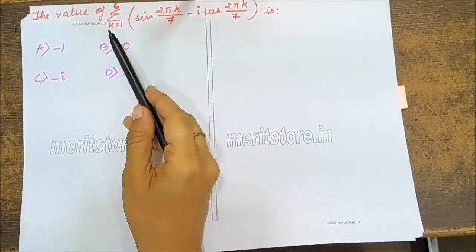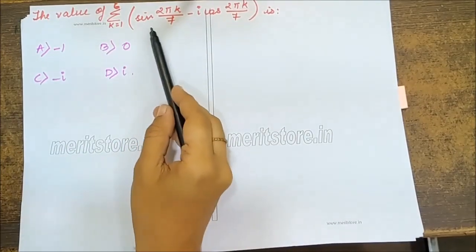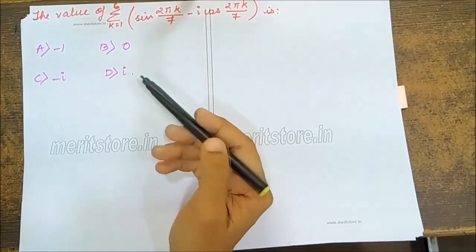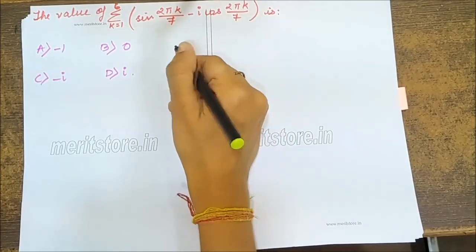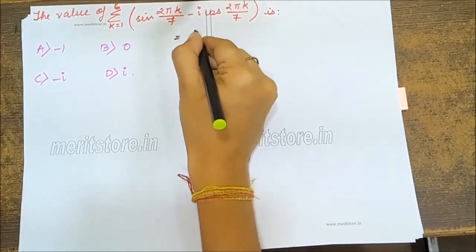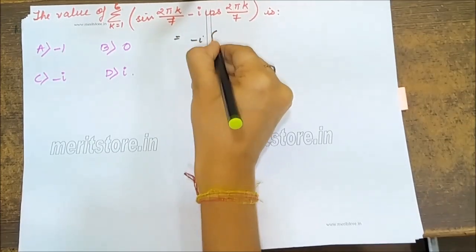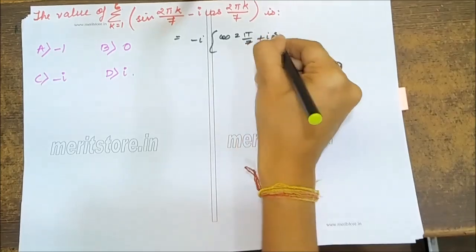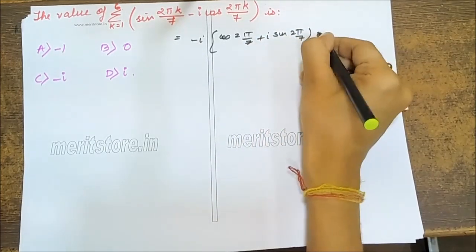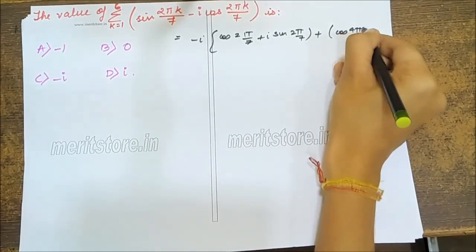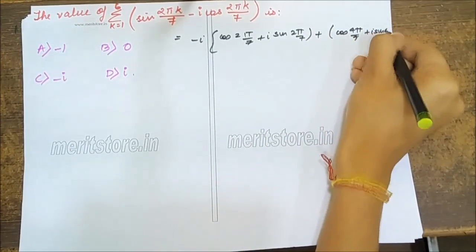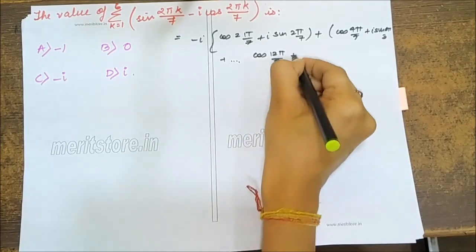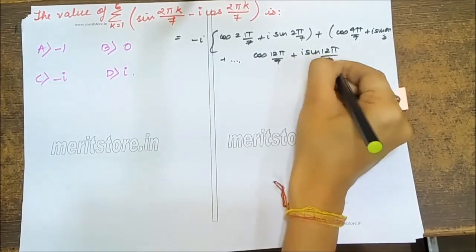The value of summation k equal to 1 to 6 of sine 2 pi k upon 7 minus I cos 2 pi k upon 7 is: first we will write minus I outside, cos of 2 pi by 7 plus I sine 2 pi by 7 plus cos 4 pi by 7 plus I sine 4 pi by 7 and so on till the extent of cos 12 pi by 7 plus I sine 12 pi upon 7.